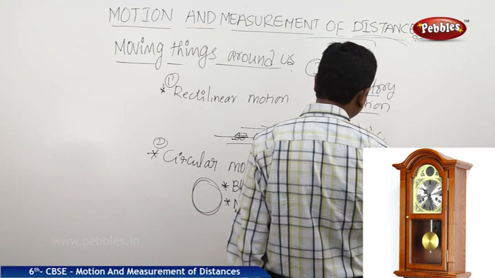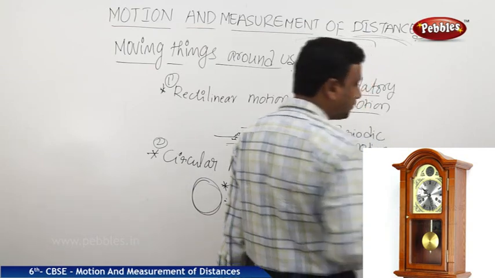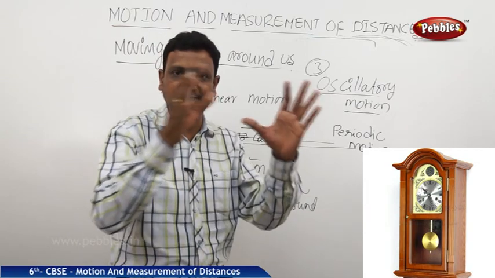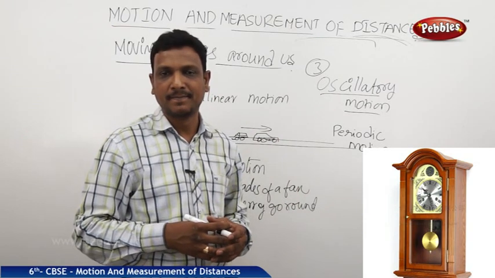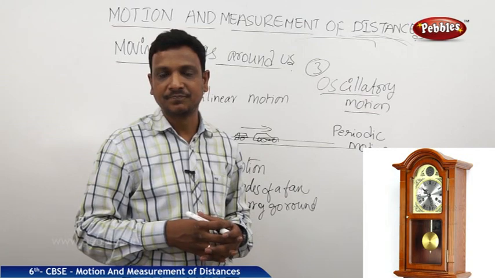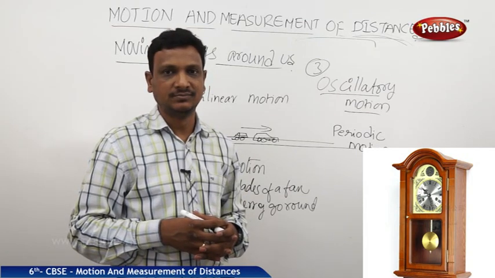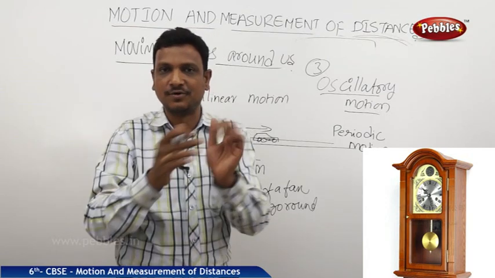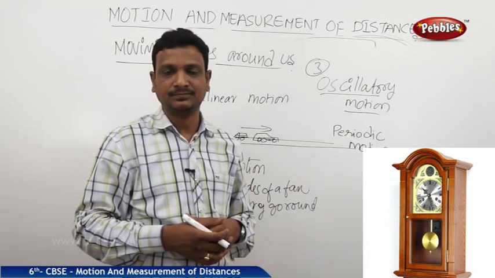Periodic motion. The motion happens with a specific fixed time interval. It's a periodic motion, right? So the pendulum will take 1 second to go to and fro. That is a periodic motion.